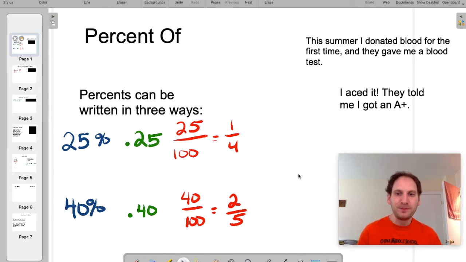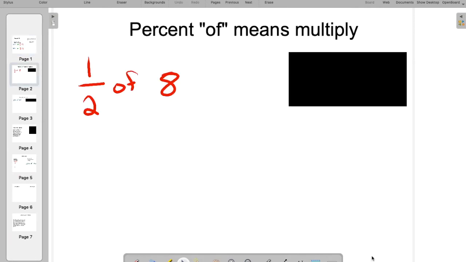Let's get started. Before we start our first example, I want to talk about what percent of means when we're in mathematics. Now, in most problems, percent of is going to mean multiply. Now, this is not true 100% of the time, but it is true most of the time. For the sake of this video and for the next few sections, if you see percent of, that keyword of frequently means multiply.